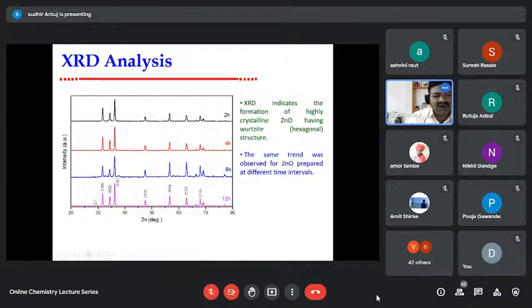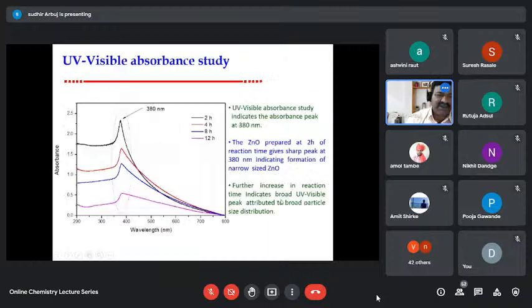We observe that in all four cases we observe the formation of hexagonal zinc oxide nanomaterial. This is the UV absorption spectra. All show the absorption peak around 380 nanometer, which corresponds to a band gap around 3.35 electron volt. This band gap is found by E = hν. If you solve this equation, band gap is equal to 1240 divided by wavelength in nanometers. So this wavelength you can use to calculate the band gap.